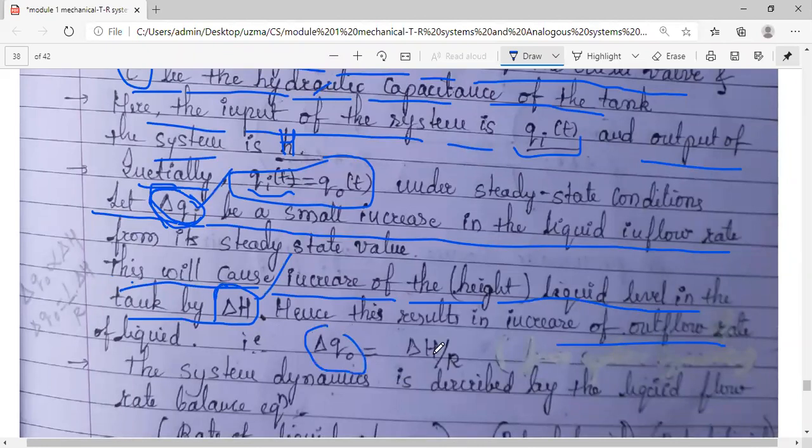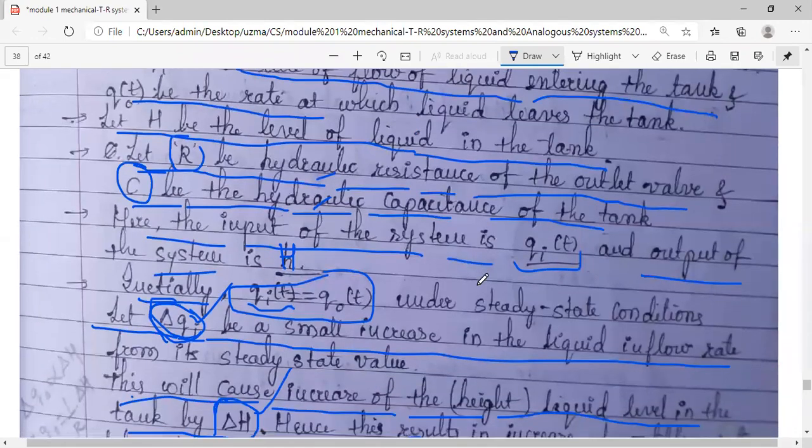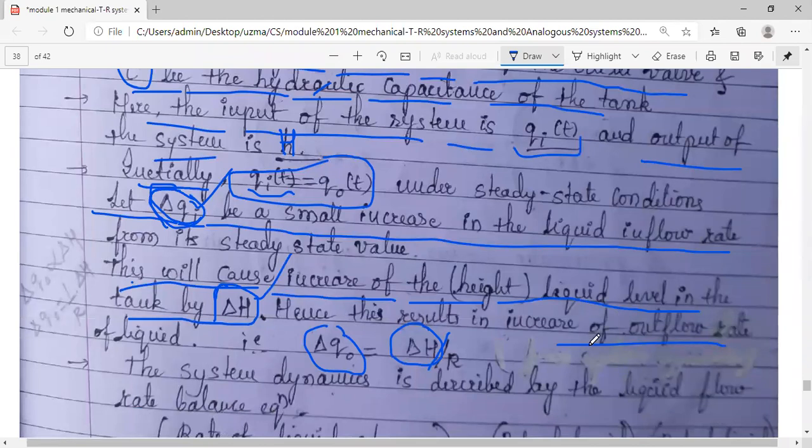That outflow is given by delta H divided by R. So however much the height has increased, that height divided by the resistance offered by this outlet will give you delta Q naught. The outflow rate increase on the outlet side, that value is delta Q naught, and it is given by the ratio of the increase in the level of the tank divided by the resistance offered by the outlet.